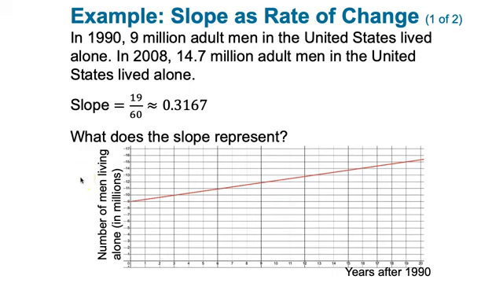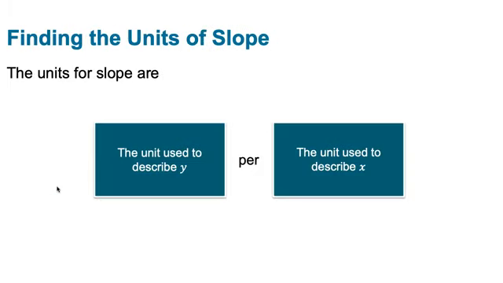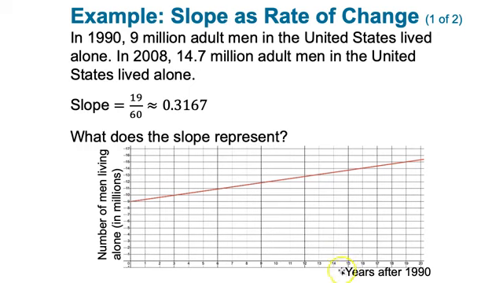When asked to interpret the meaning of slope, it's helpful to think about what the units of the slope are first. You can find the units of slope by finding the dependent variable units divided by, or per, the independent variable units. This is because we find slope by taking the vertical change divided by the horizontal change. In our example, the independent variable units are years, and the dependent variable unit is millions of men. So we're able to determine the units for this slope is million men per year. This will help us as we try to uncover what the slope represents.